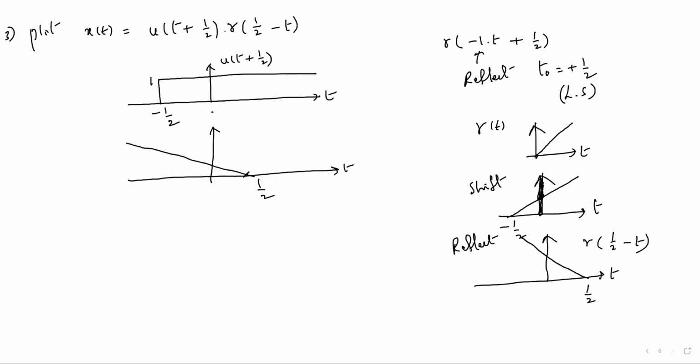So 1/2 starting leftwards signal. So r of 1/2 minus 2. We have to multiply this term. Here at minus 1/2, what is the amplitude of this signal?